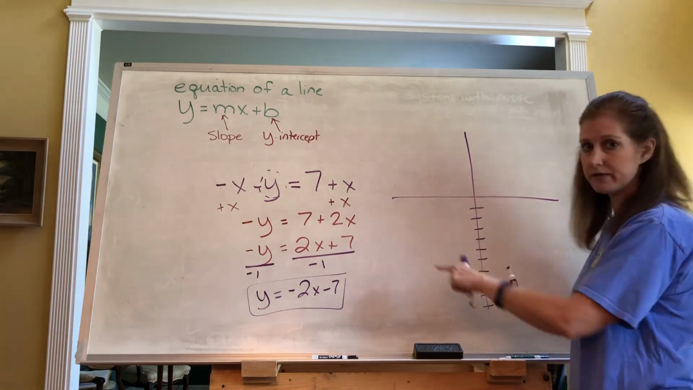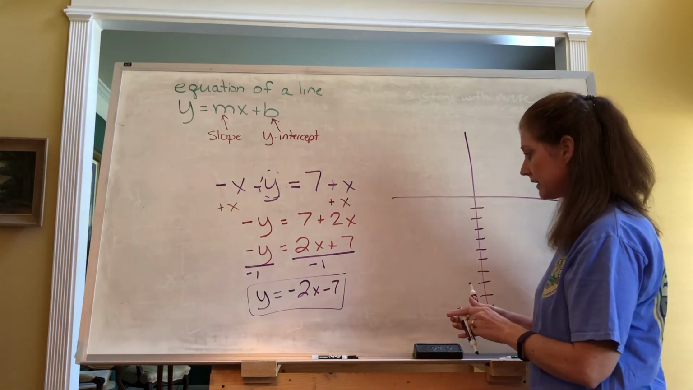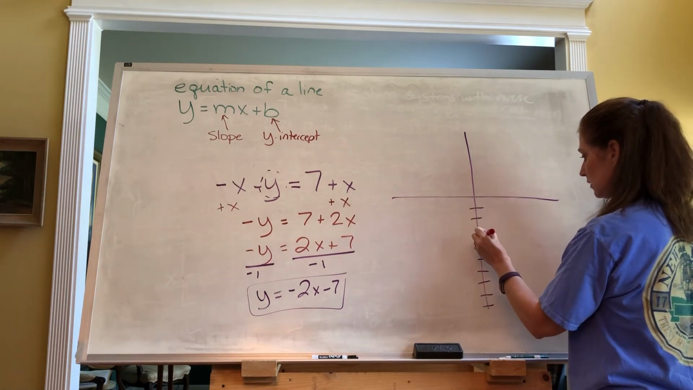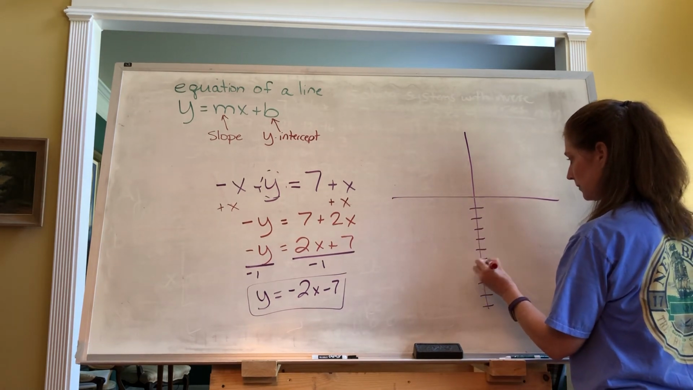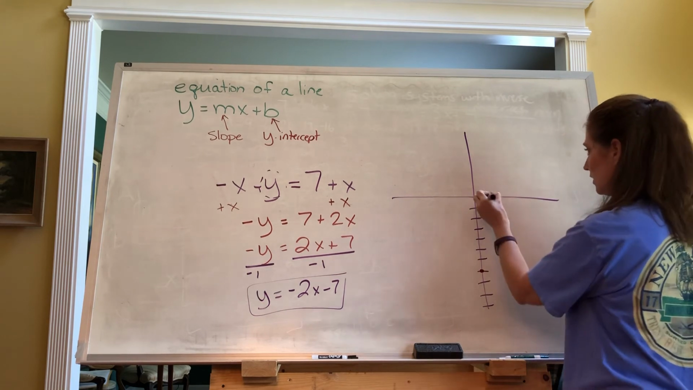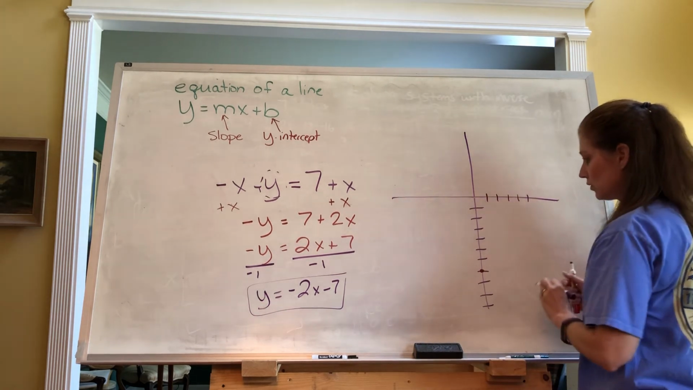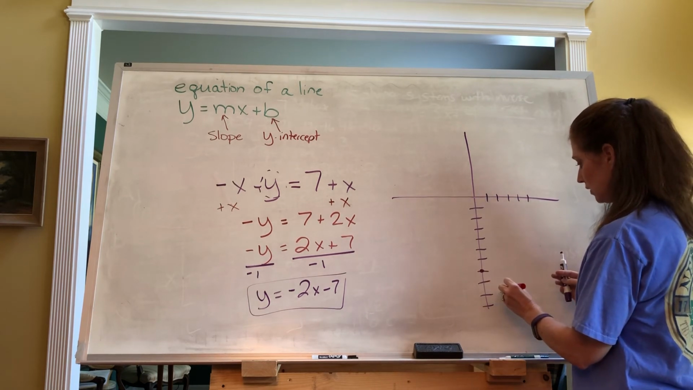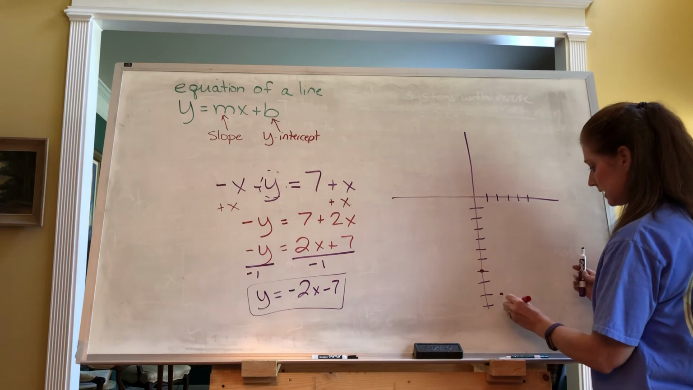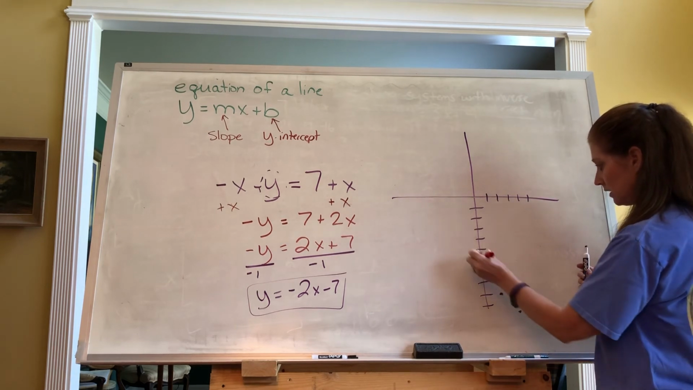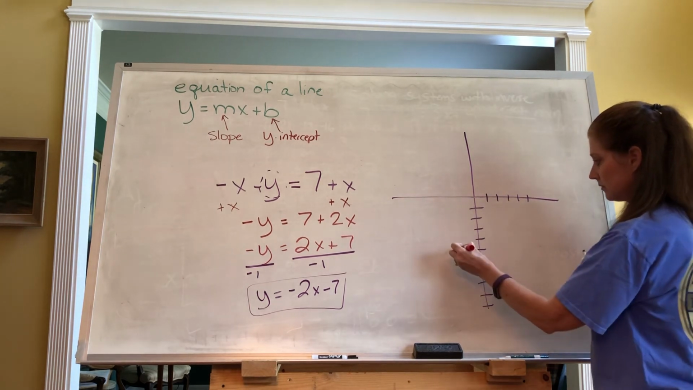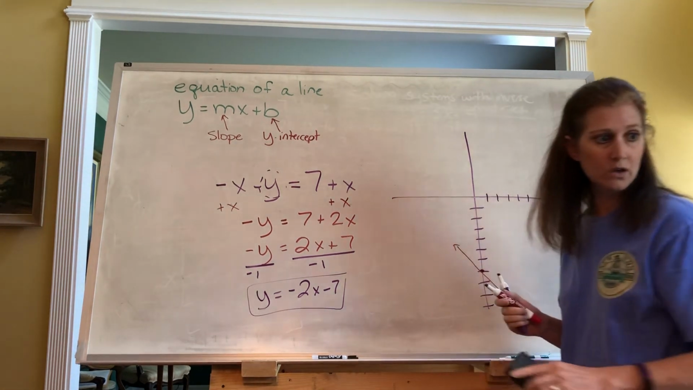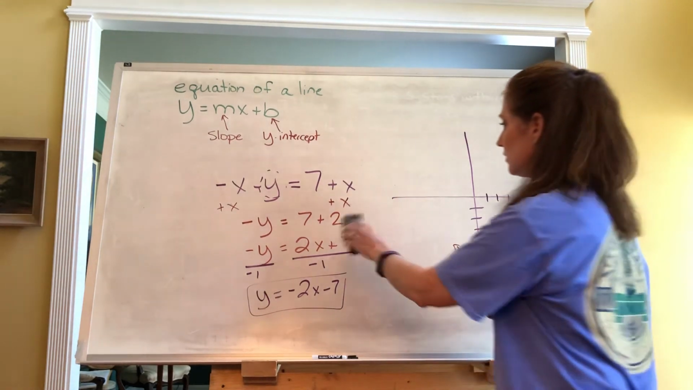Okay, so graphing this line, we're going to start at our y-intercept, which is negative 7. Okay. And then our slope is negative 2. So I go down 2 over 1, and down 2 and over 1. And so my line is going to look something like that. All right, let's do another one of these.